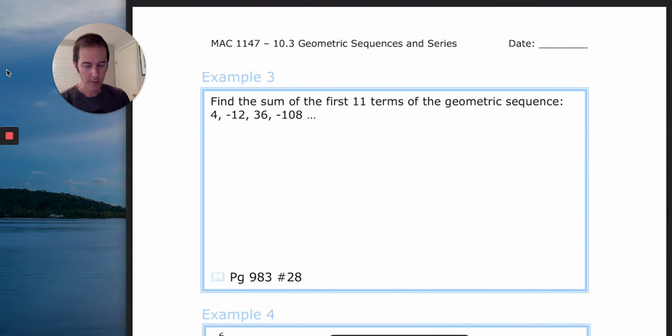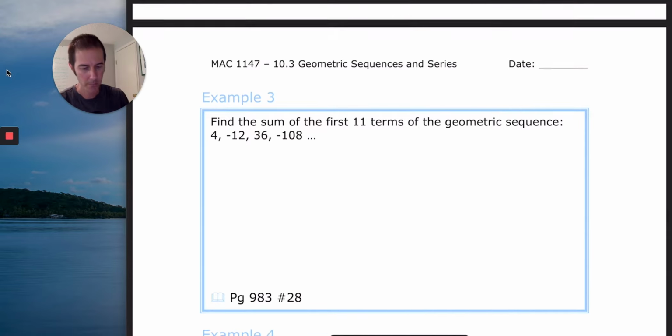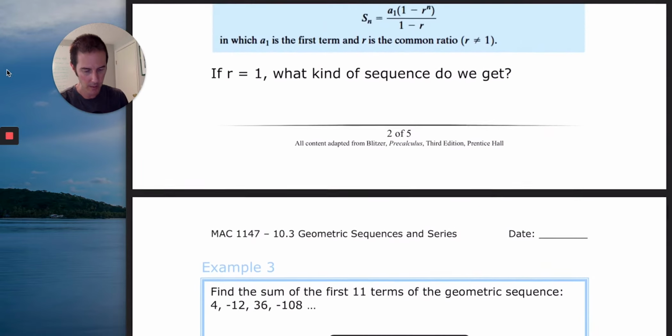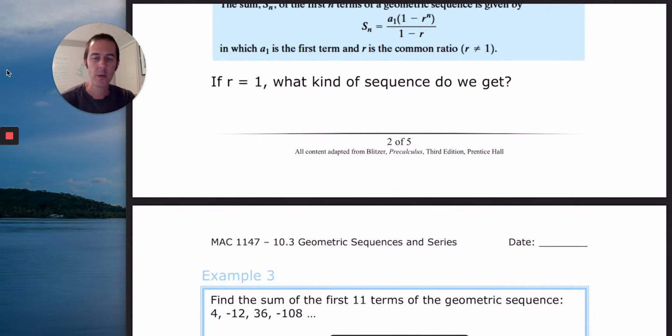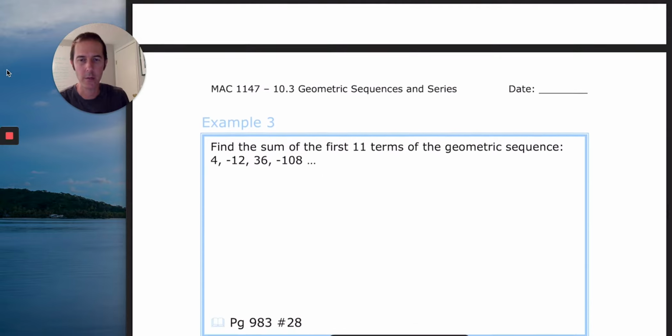All right, so that's S sub n, the sum of the first n terms. Let's apply that to this problem. Can I fit both of these on the screen at the same time? Just barely. So remember, we need to know the first term, and I see a sub 1 in example number 3 is going to be the number 4. We are trying to find the sum of the first 11 terms, which means n is going to equal 11. We're not told what our common ratio is, so we're going to have to do that calculation again.